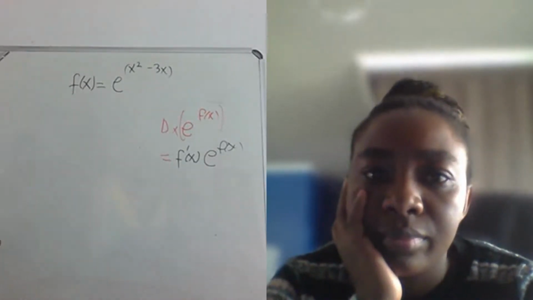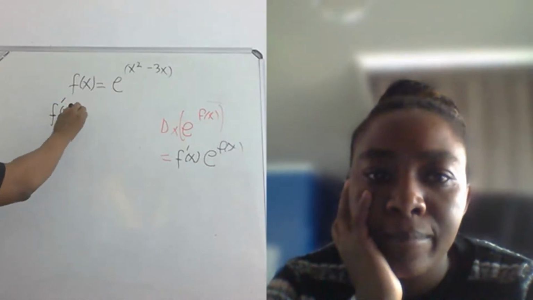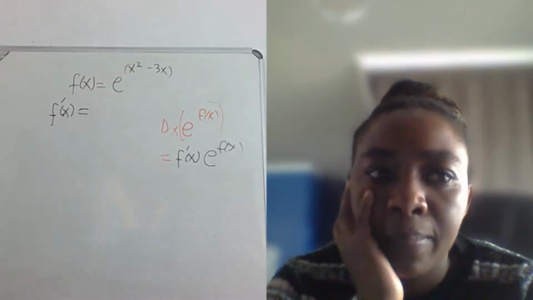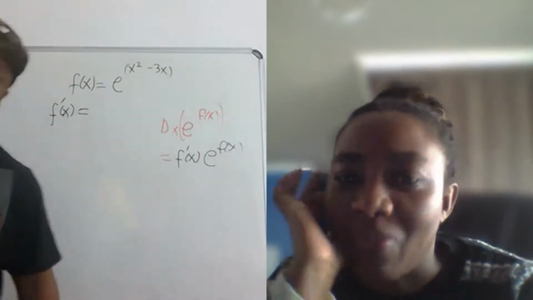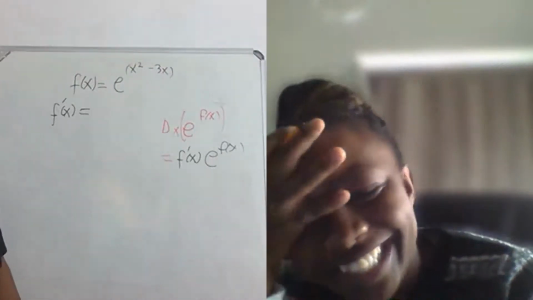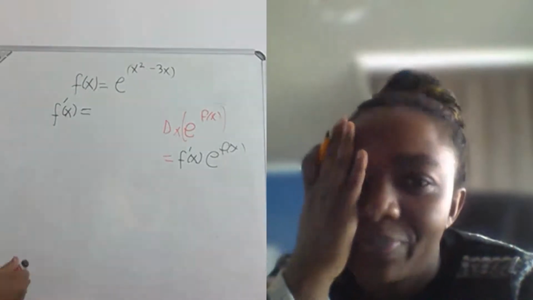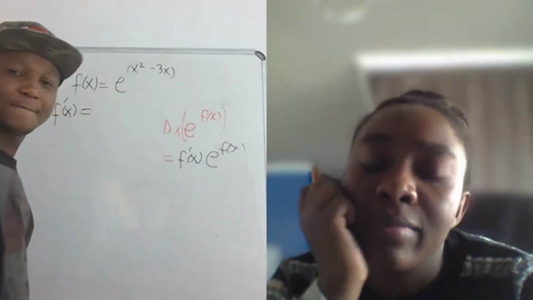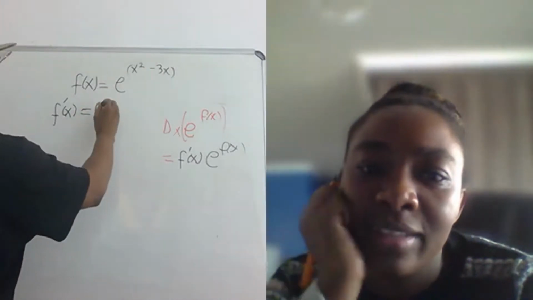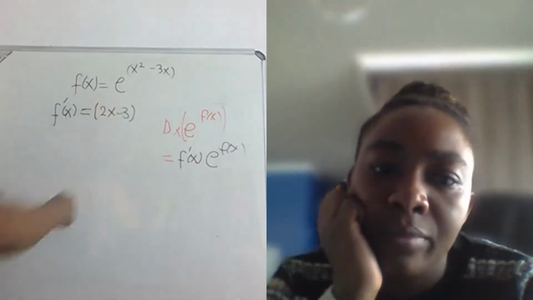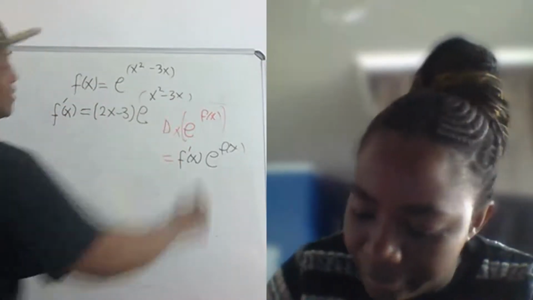So now we want to say, if I differentiate f of x, it's going to give me f prime, and now do it for me. You tell me how we're going to do this one right now. Talk to me to see if you get this. So it's going to be 2x minus 3. Where are we going to write 2x minus 3? Behind e, obviously. And then after, we write exactly what is there, which is e to the power, as it is. Easy.